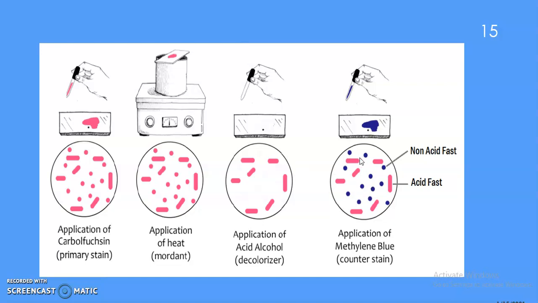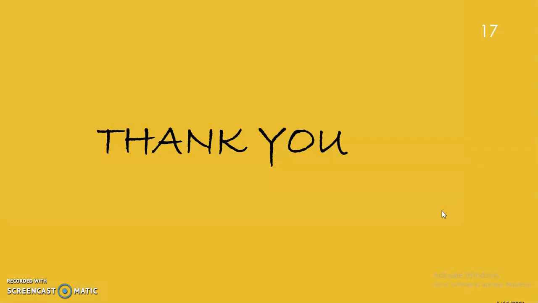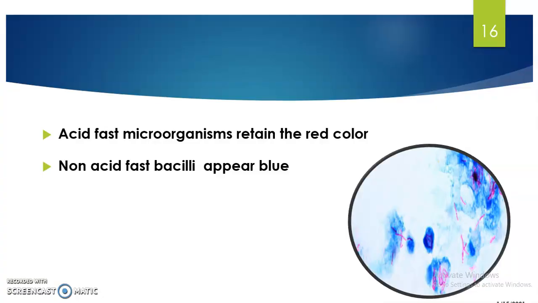So that non-acid fast bacteria will be appearing in the color of methylene blue, that is blue color, and acid fast will be appearing as red color. That is the color of carbol fuchsin. Acid fast bacteria retain the red color. Here we can see acid fast bacterium, and non-acid fast bacteria will be appearing in blue color. So acid fast staining has diagnostic importance because we can easily diagnose TB in a patient using acid fast staining.